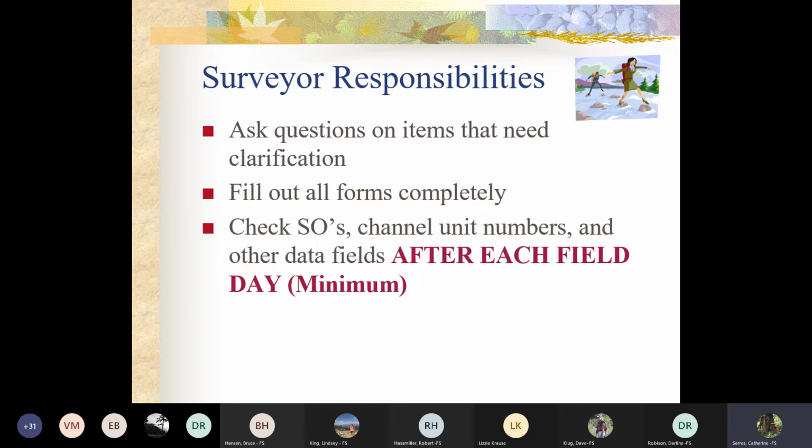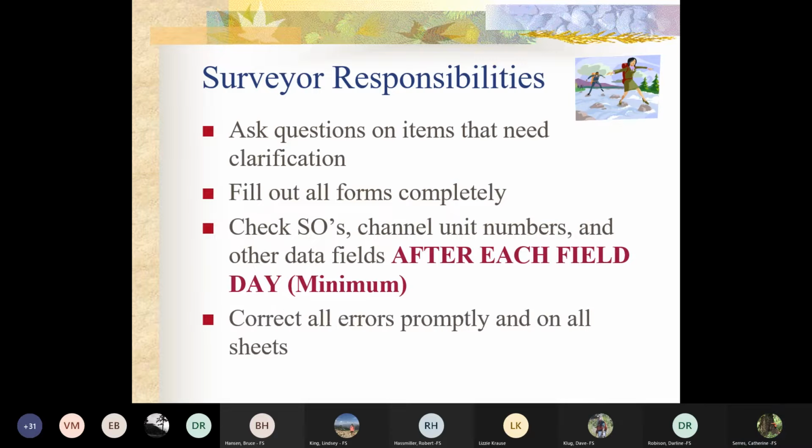You should be checking your sequence orders, your channel unit numbers, and any other data fields every day. The longer you wait, if you don't check, say you got a mistake at number 10 and you went to number 12 and you skipped an SO, and 4 days later you've got 400 sequence orders, you've got a lot of work to do to change that. So make sure that you check those fields every day, look through those forms, and make sure everything is correct. And then make sure you correct them right away and in all of your data sheets.